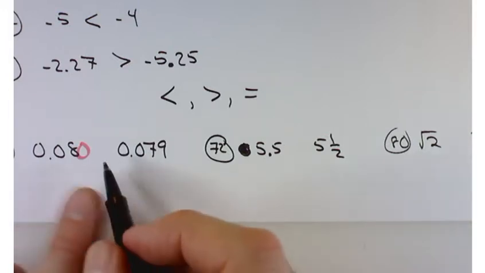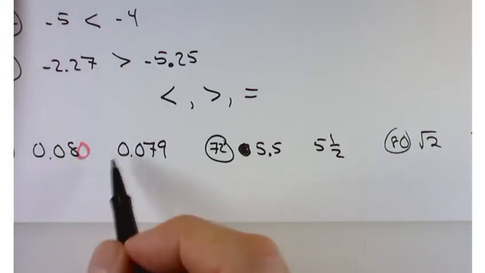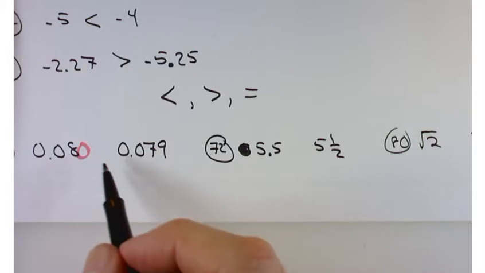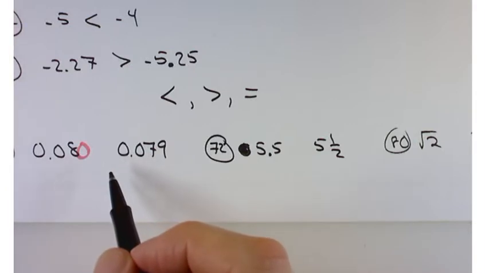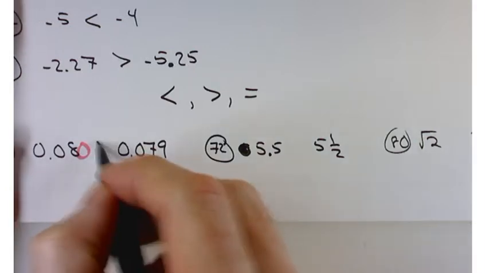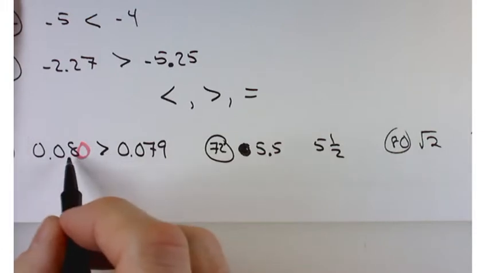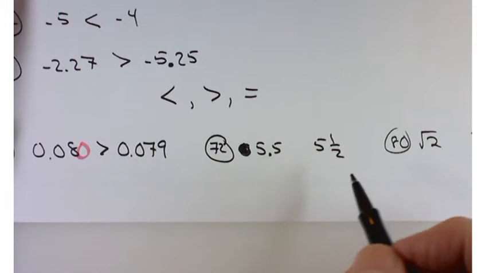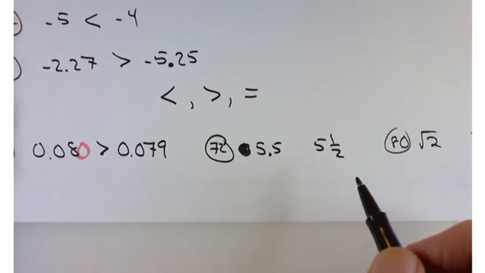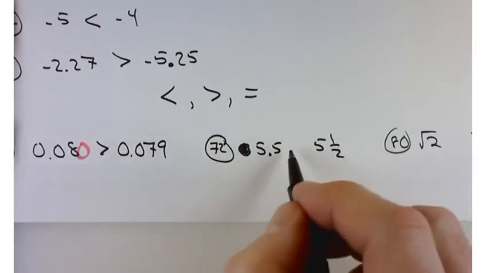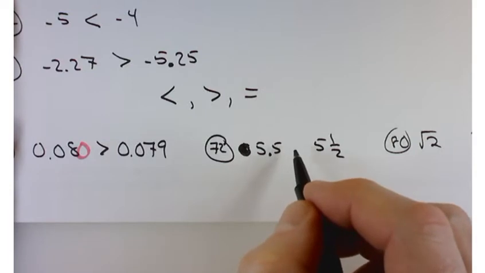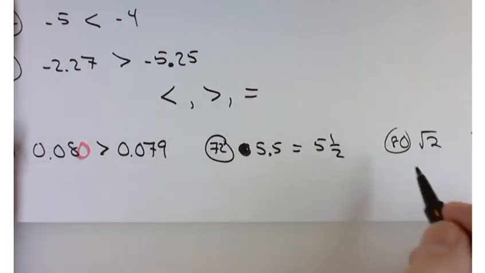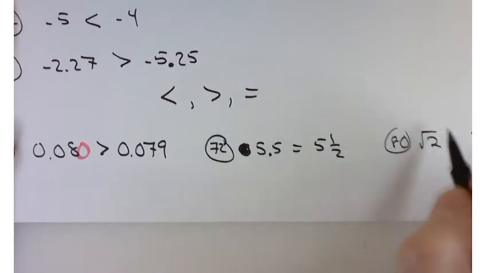Ben, start us out, please. What inequality or equal sign should I put here? Good. Greater than. You've got basically 80 1,000ths is bigger than 79 1,000ths. Cool. Brooke, how about the next one, please? Good. Yeah, equal to. 5.5 and 5.5.